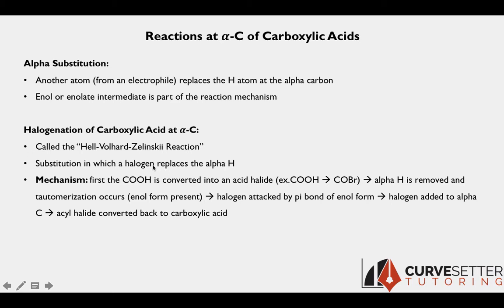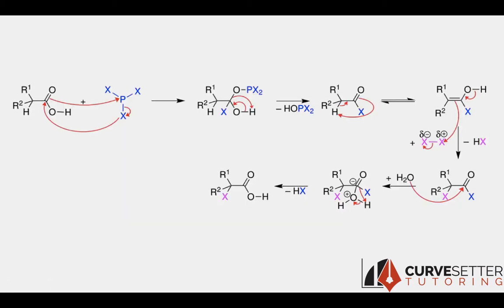So for this specific reaction, some important steps in the mechanism which I've shown on the next page. First, the carboxyl group is converted into an acid halide. So you see, before we can replace that alpha hydrogen, what has to happen is we create an acid halide. So if X is a halogen here, so for example PCl3, that X is going to attack the carbonyl carbon and we're going to get an acid halide here, which is another type of carboxylic acid derivative.